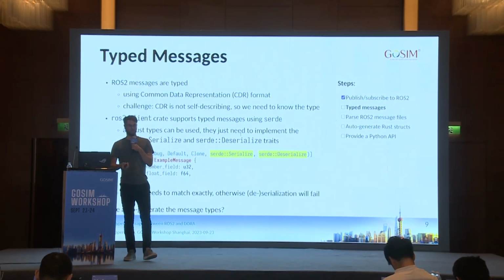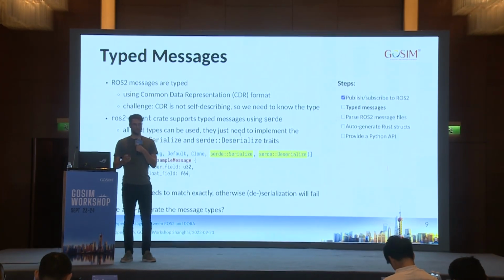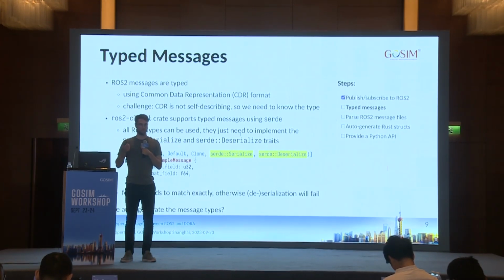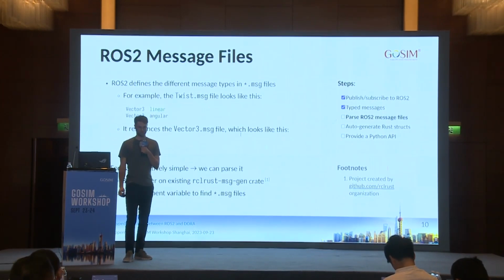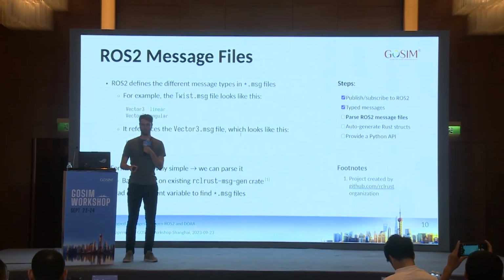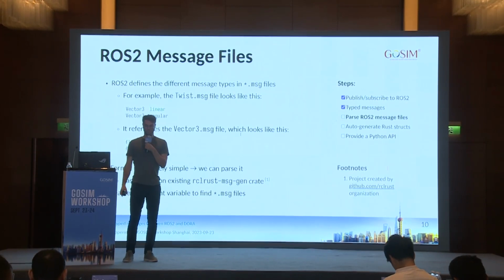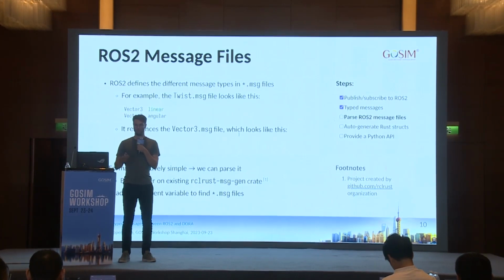It's important, however, that we match the format that the Rust 2 nodes expect exactly, because otherwise the Rust 2 nodes will not be able to understand the message. So it's very easy to make mistakes when manually defining these structs. Because of that, we want to auto-generate all of these message types, and we can do that by looking at the Rust 2 message files. Because Rust 2 defines all message types in a so-called message definition file, which is a file with an MSG ending. And for example, there's this Twist message example, which is just a struct with two fields, linear and angular. Both are of type Vector3.